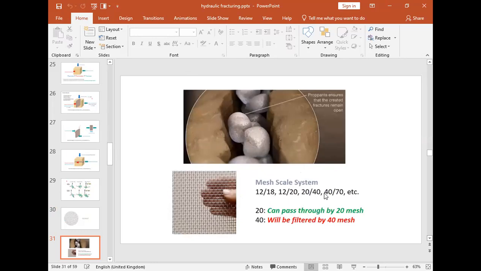If I use 20/40, it means that, because it is practically impossible for you to have a proppant that has a unique size, you may have it over a range of sizes. So when we talk of 20/40, it means that the proppant can pass through a 20 mesh, but it will not pass through a 40. It will pass through 20, but the 40 mesh is going to hold them. So the size of the proppant lies between 20 mesh and 40 mesh.